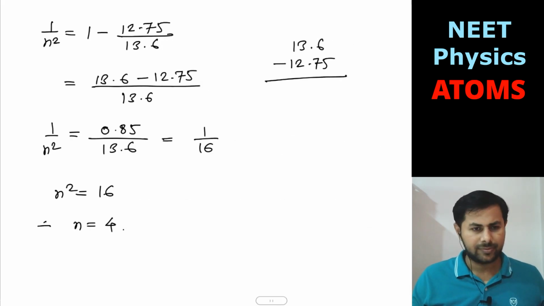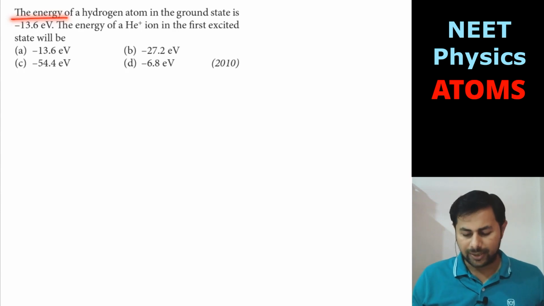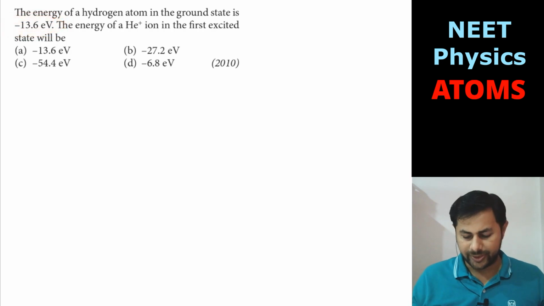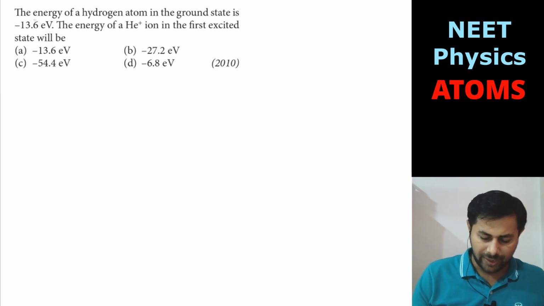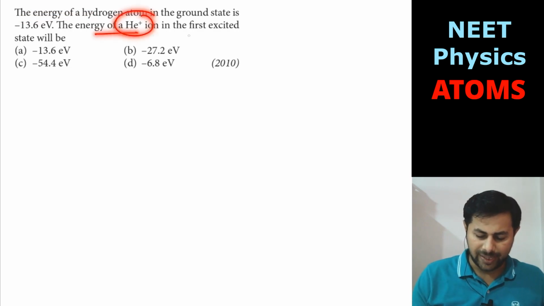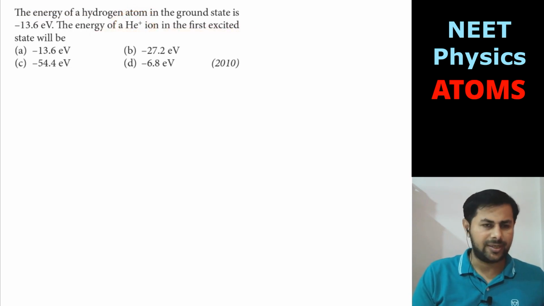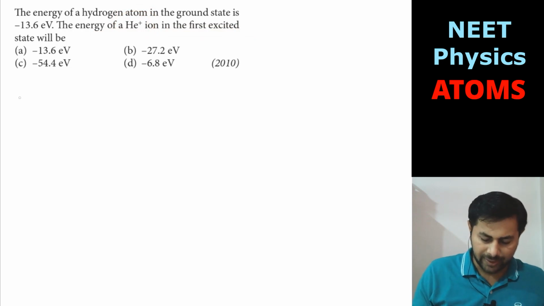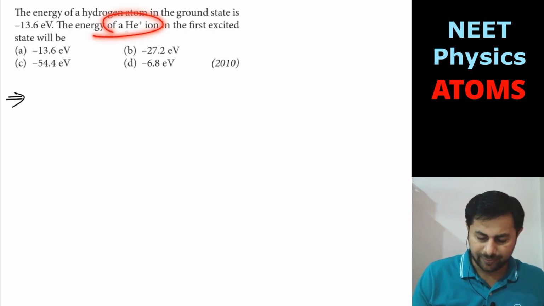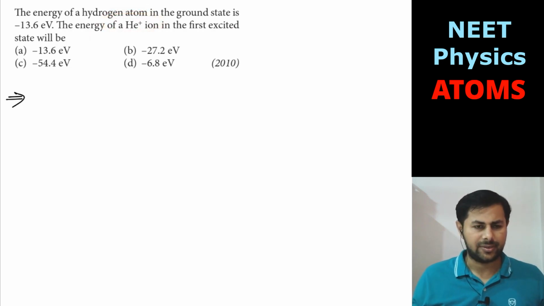Okay, is this clear, everyone? The energy of a hydrogen atom in the ground state is minus 13.6 electron volts. The energy of He plus ion in the first excited state will be? So you want the energy of this ion in the first excited state.